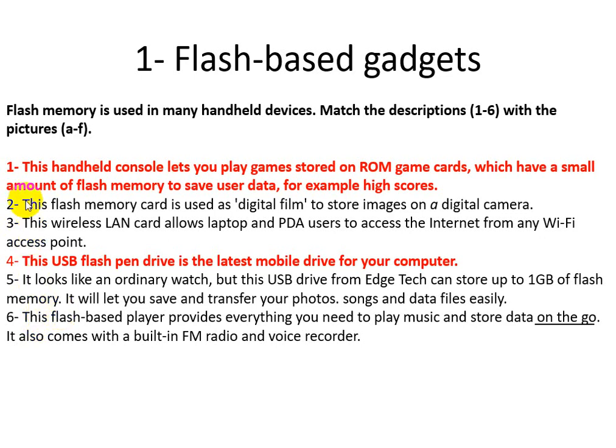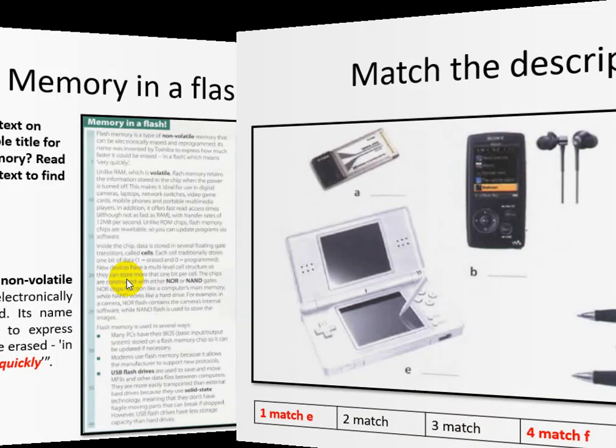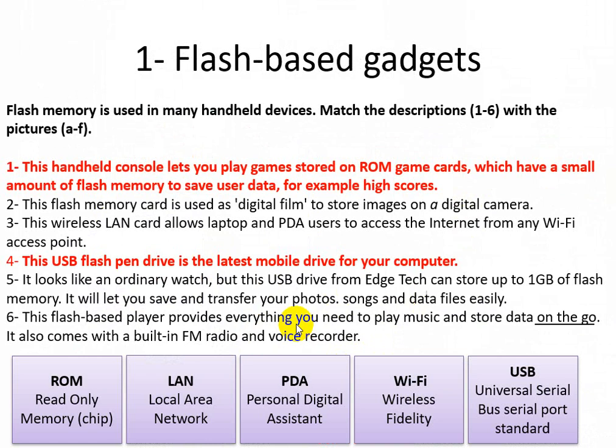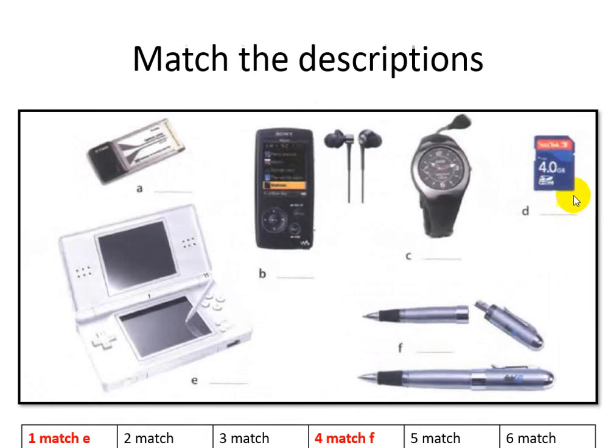You read the statement: this flash memory card is used as a digital film to store images on a digital camera. So you will find the camera uses the SD card or the flash memory to save data. The flash memory card, this one, for instance. Okay?